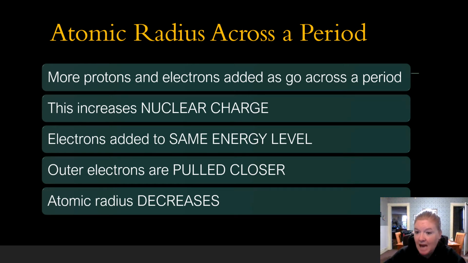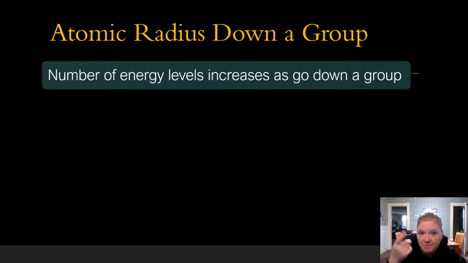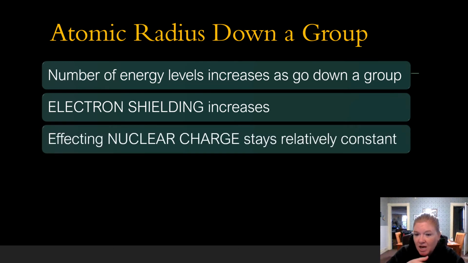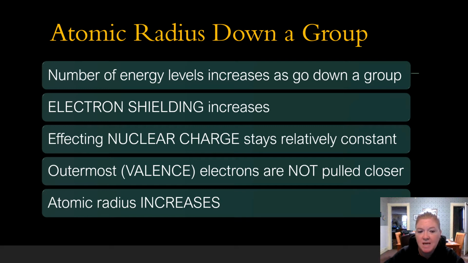Now let's look at down a group. Remember, groups are vertical columns. As you go down a group, the number of energy levels increases. The electron shielding increases. Remember, we have more energy levels with other electrons inside, so that shields the pull from the nucleus. The nuclear charge stays relatively constant, so the effective nuclear charge stays relatively constant. So those outermost valence electrons are not pulled any closer. So the atomic radius is going to increase.